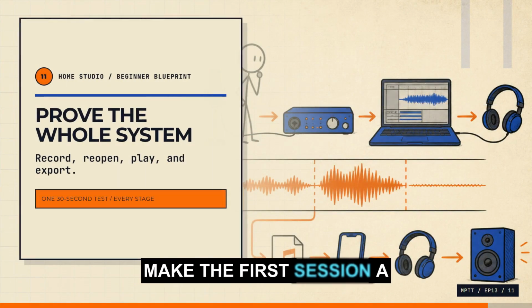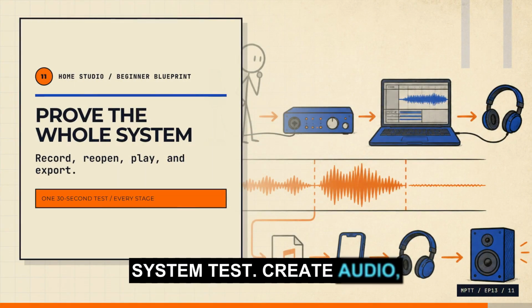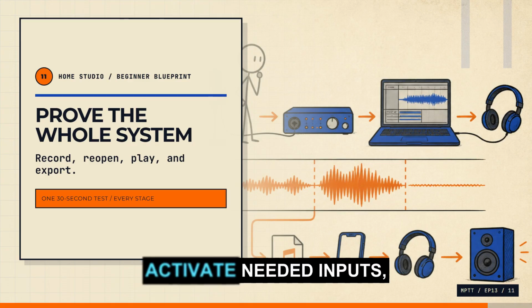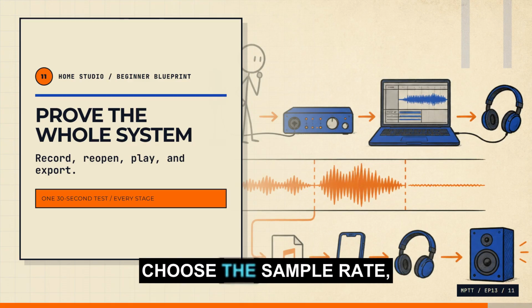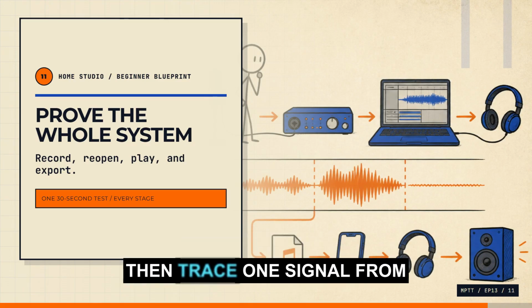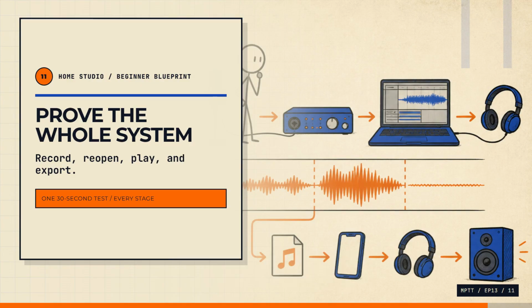Make the first session a system test. Create audio, export, and note folders. Set the interface as input and output, activate needed inputs, choose the sample rate, and confirm the recording location. Then trace one signal from beginning to end.